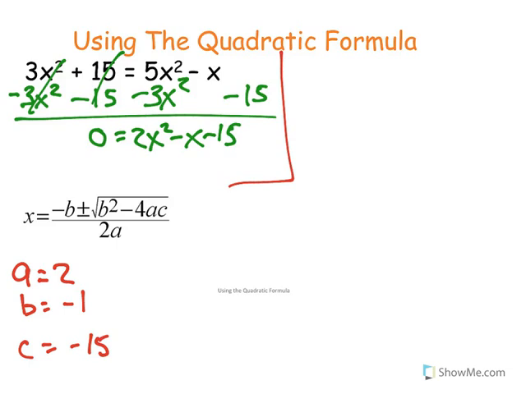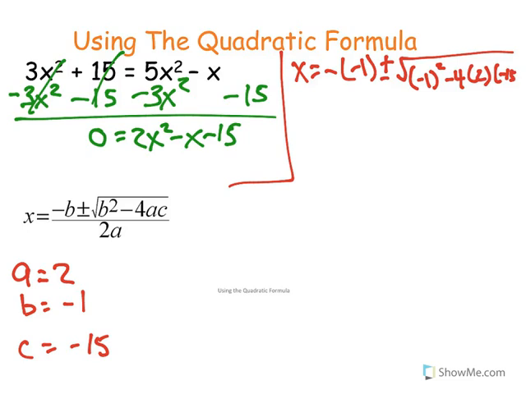All right, so now we're going to go to our quadratic formula. We've got negative 1 plus or minus the square root of b, which is negative 1 squared, minus 4 times 2 times negative 15. And that whole thing is going to be divided by 2 times a, which in this case is 2.